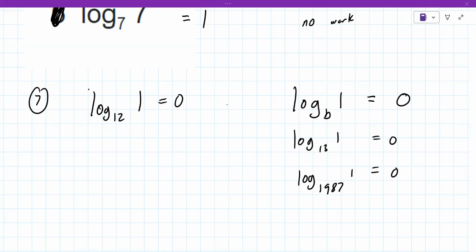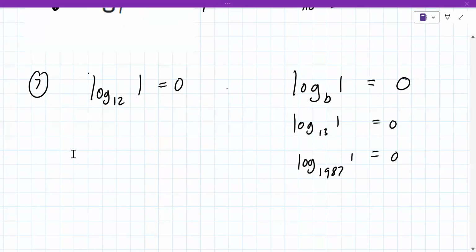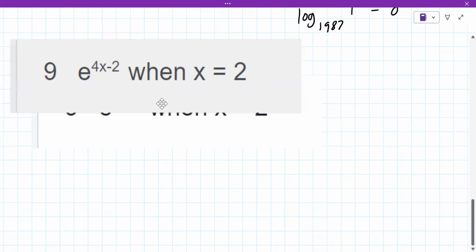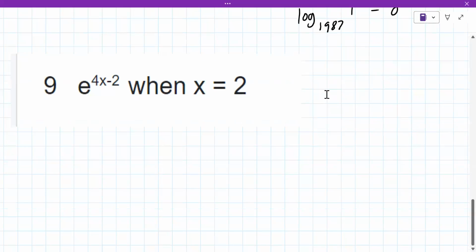All right, so on to number 9. Instead of a log, this time it's an e. So e and log sort of work together. They're inverses of each other. We'll get to that. But this one says to evaluate this.